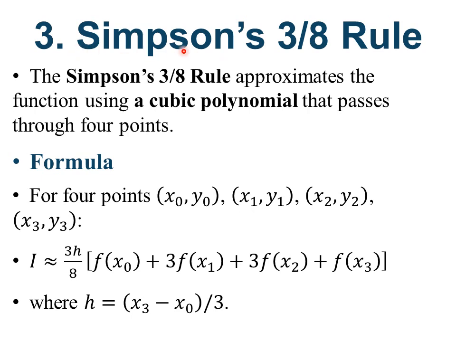Simpson 3 upon 8 rule. The Simpson 3 upon 8 rule approximates the function using a cubic polynomial that passes through 4 points. The formula is given. You can see here, if 4 points are given for the Simpson 3 upon 8 rule, then use this formula. The value of h is given here.